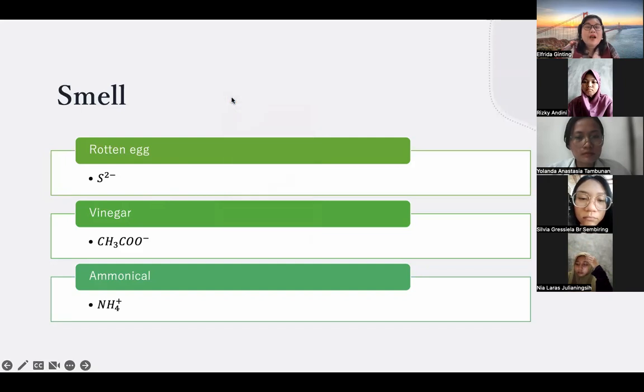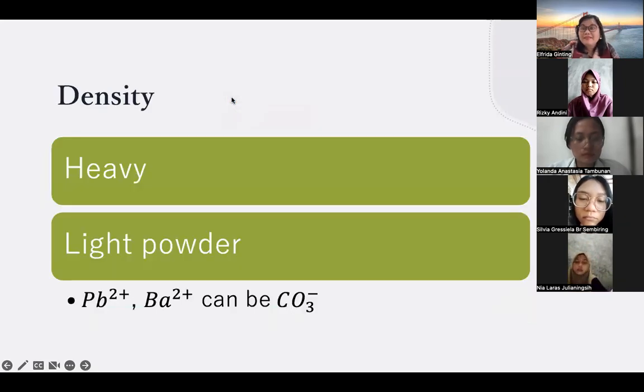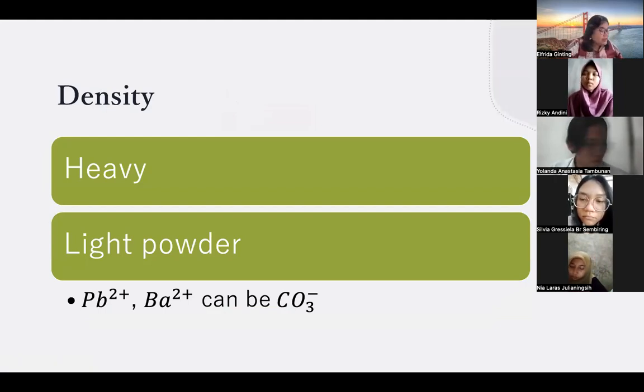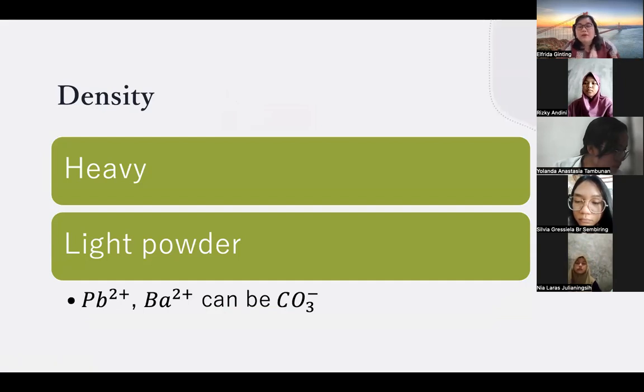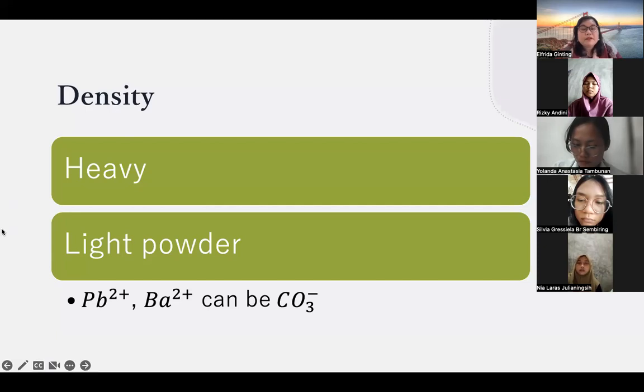Now density. Dry heating also has density. Density is whether you have a heavy or light powder. For example, plumbum 2+, barium 2+. It can be heavy or light. It will depend on the type of material.